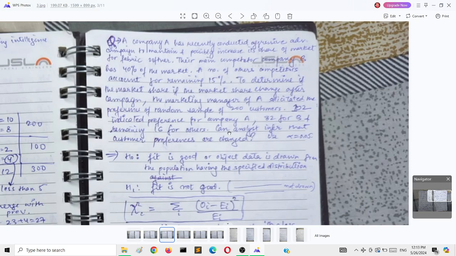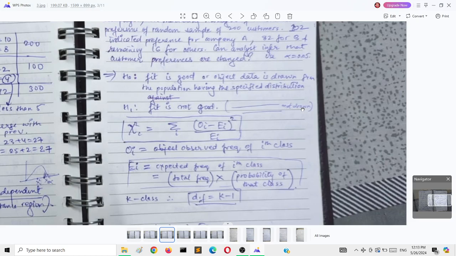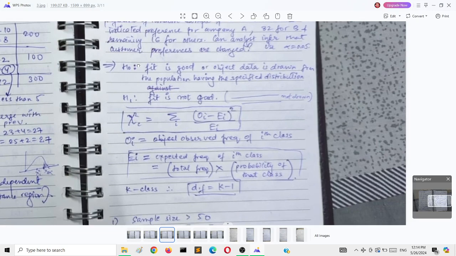So can an analyst who is collecting this data still infer whether the ads actually helped or not, right? And we have to use a significance level of 5%, or 0.05, for this case. So this is an example of a good fit test. H naught is our null hypothesis, and it says that the fit is good, or the observed data is drawn from a population having the specific distribution, and H1 means that the fit is not good, right?